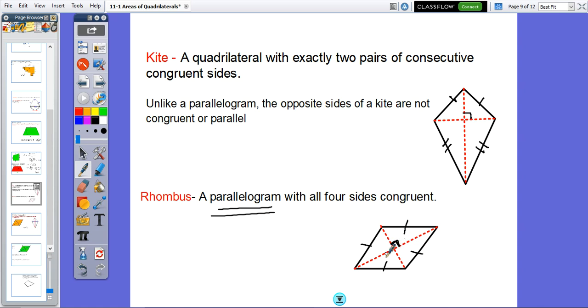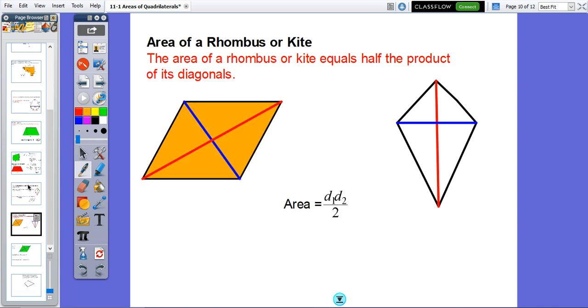You have one right angle, you have another angle, and all four all the way around. So the formula for this, look at this one right here. Both the kite and the rhombus are done the exact same way: diagonal 1 times diagonal 2 divided by 2. So that's D1 times D2.